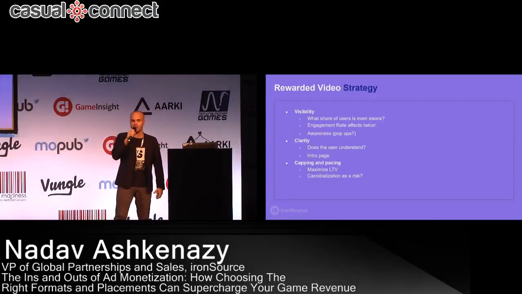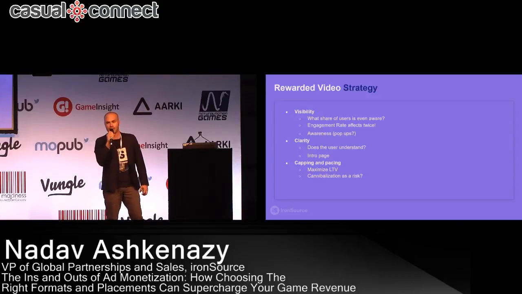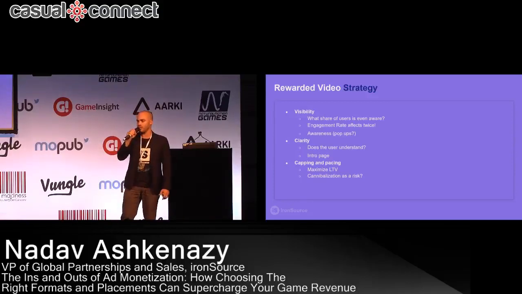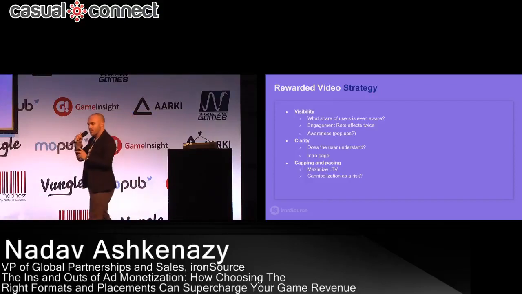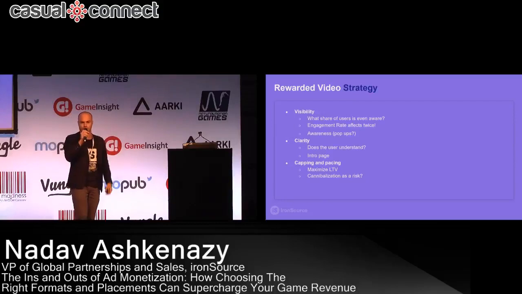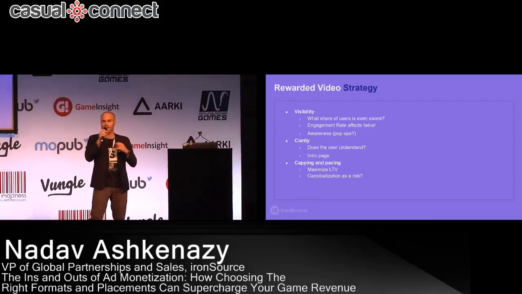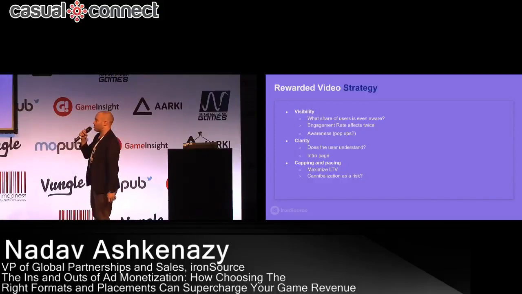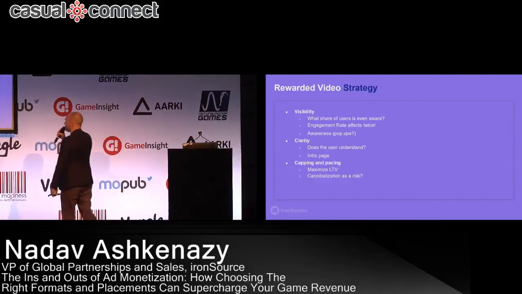The traffic driver has to be visible. I see cases where games put, let's say, the traffic driver in the store only, right? So you have the rewarded video only in the store itself. The problem here is that only 15% of your users are getting into the store. So from the beginning, the 100% potential of this traffic driver is only 15% of the users, because the rest are not getting to the store and not even seeing the option to watch a rewarded video.